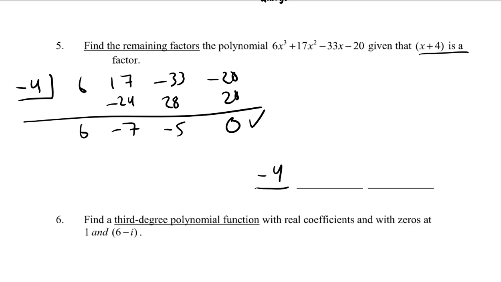Yes? If you did long division, can you get a remainder? You should still get a remainder of 0. It should divide into it evenly. Whether you do long division or synthetic division, you should get 6x squared minus 7x minus 5 as your quotient. That's what's left over.